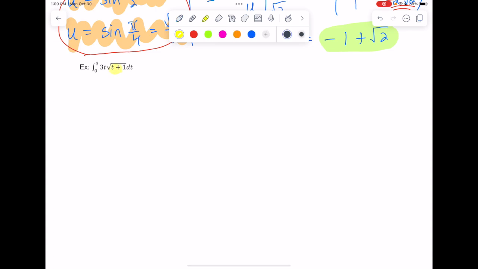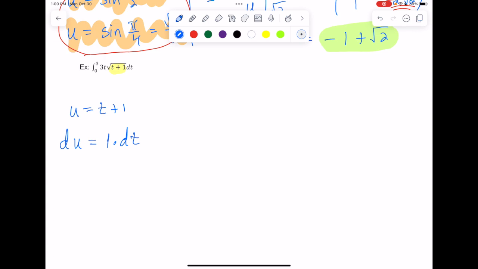Inside the square root, I have a t plus 1, so that seems like the most obvious substitution, so I'm going to let u equal t plus 1. Take the derivative, so du is equal to the derivative of t, which is 1, times dt. So that means du equals dt.